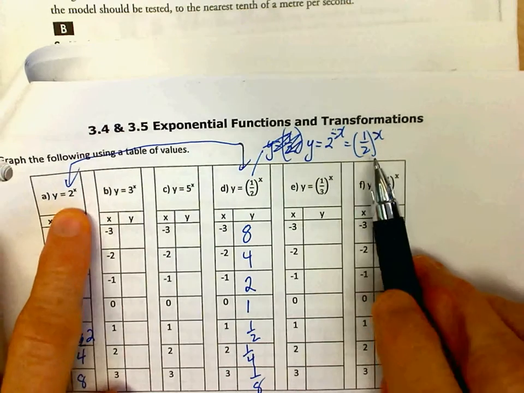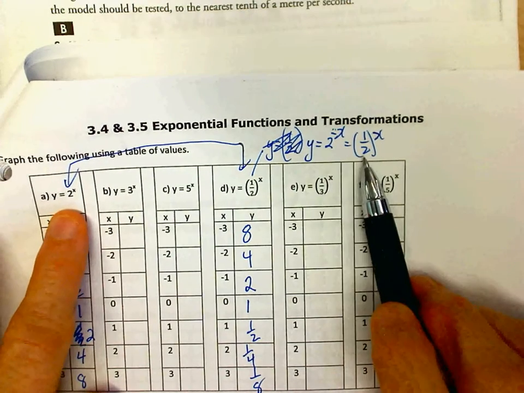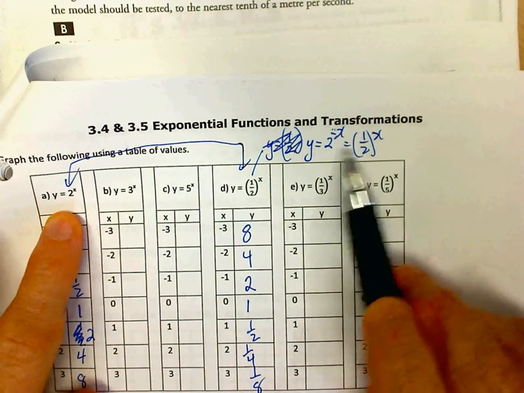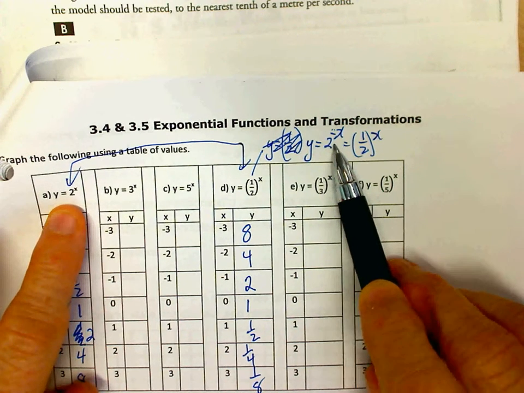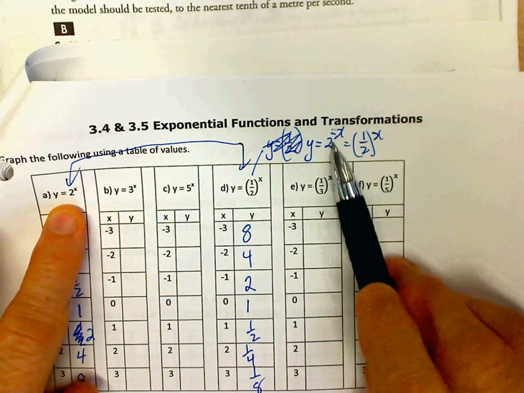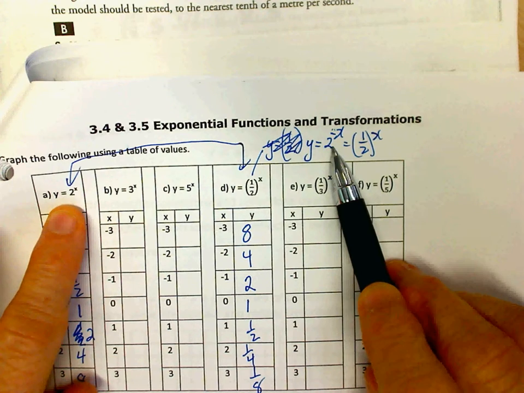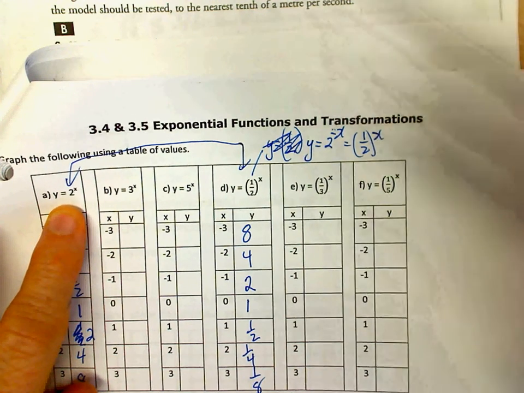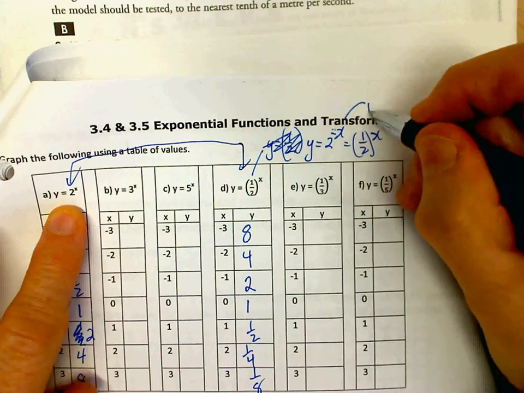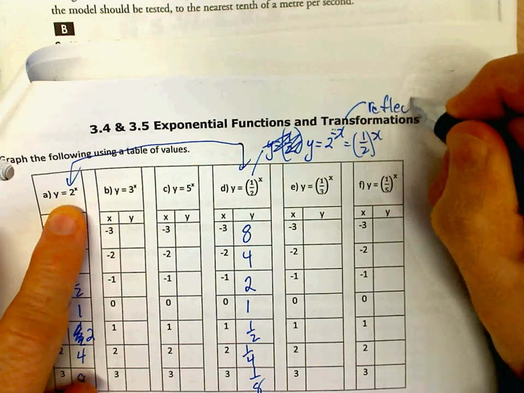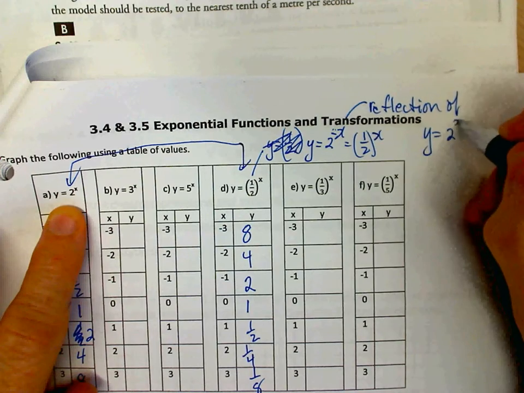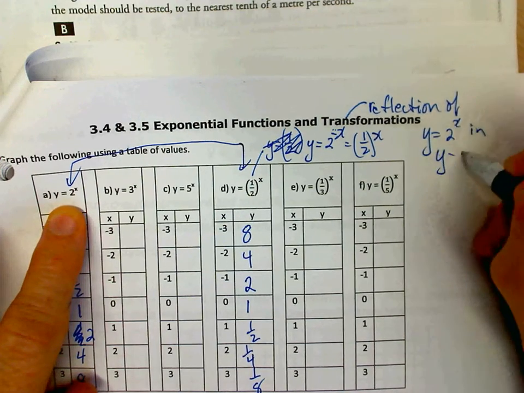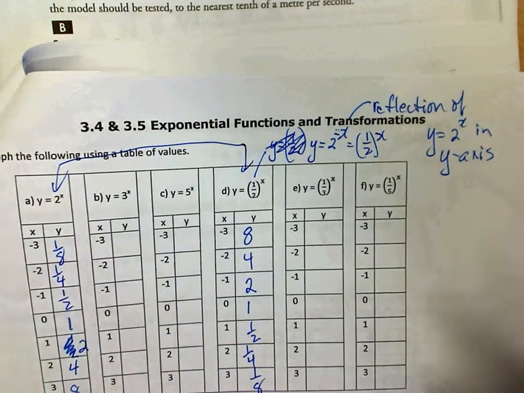So when we look at this, before I move on, this is a reflection of this in which axes? When x is negative, what axes are we reflecting across? Y-axis. And you'll notice that when we graph them.